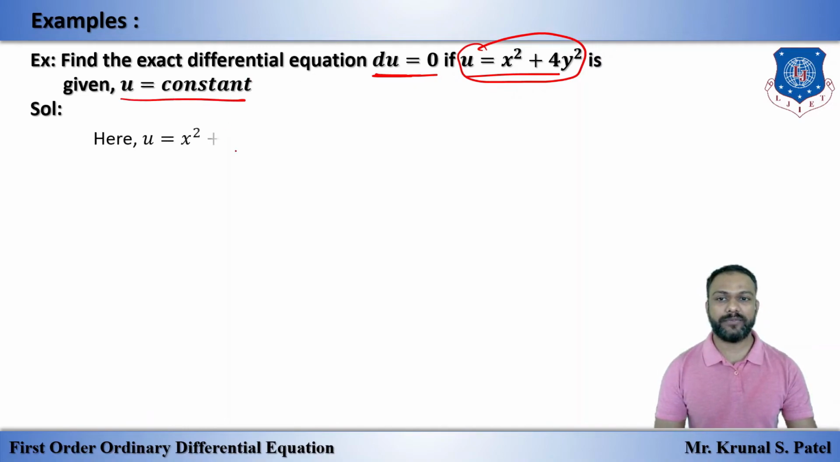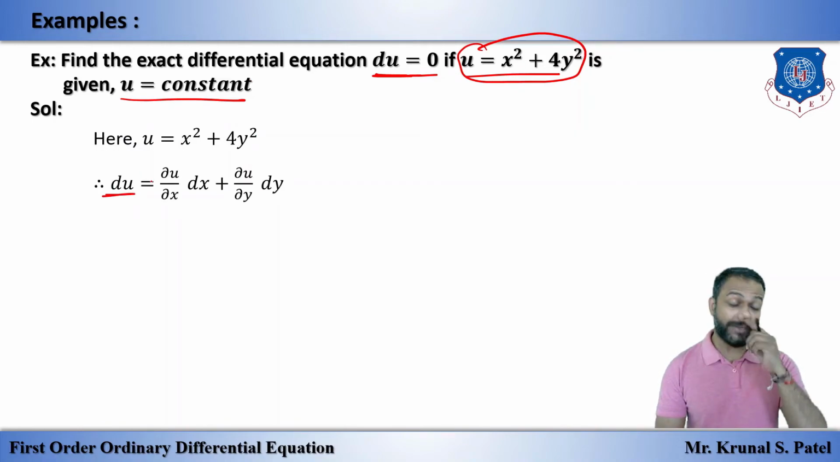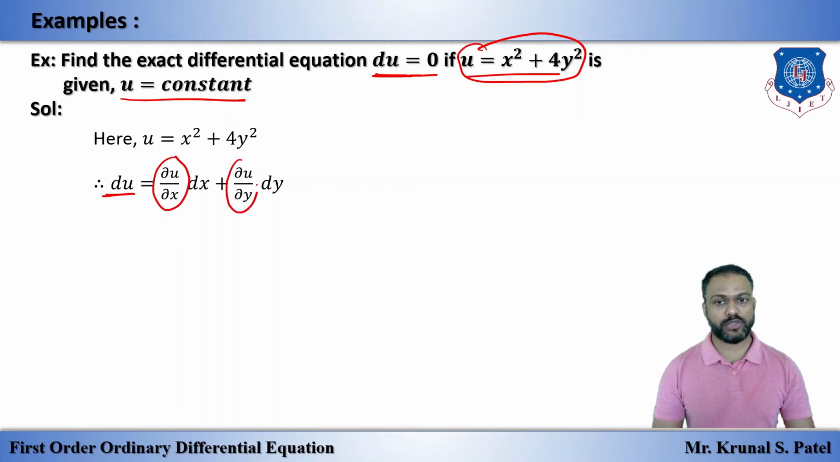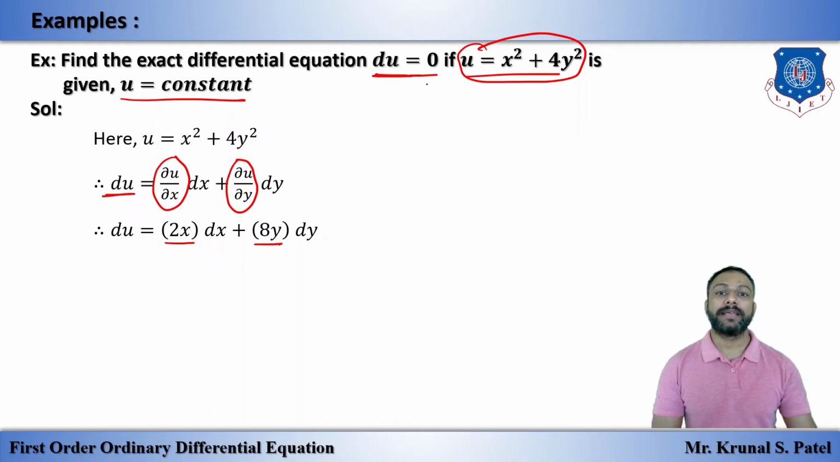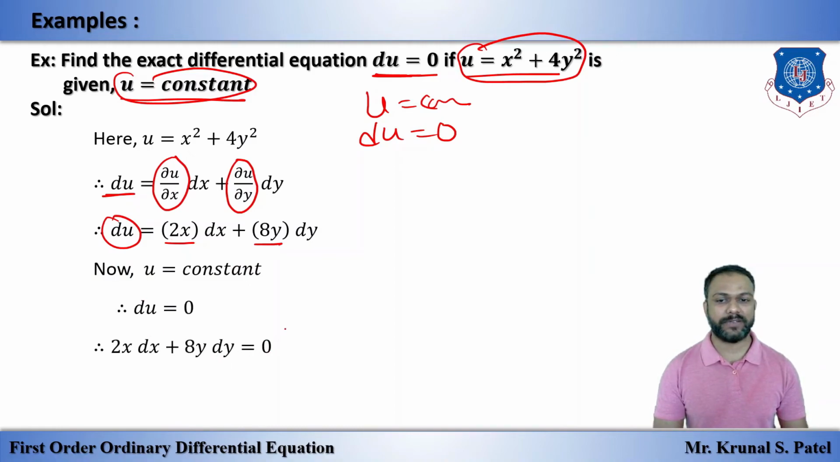So we know that if u is x square plus 4y square, then du, which is given by the total differential, is del u by del x dx plus del u by del y dy. We just have to find these two partial derivatives of u with respect to x and y. Here it is given that u is constant. So if u is constant, then its derivative is 0. So we'll take this equal to 0. So we have 2x dx plus 8y dy is equal to 0, which is our required exact differential equation.